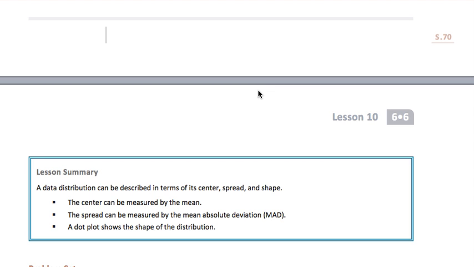A data distribution can be described in terms of its center, that's the mean, its spread, which is determined by the mean absolute deviation, and its shape, which will be determined by the dot plot.